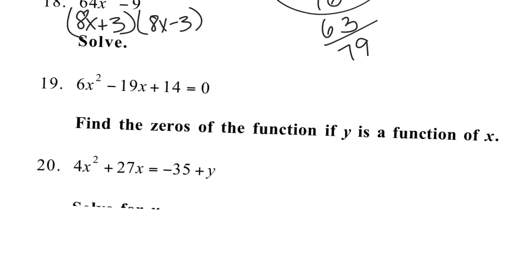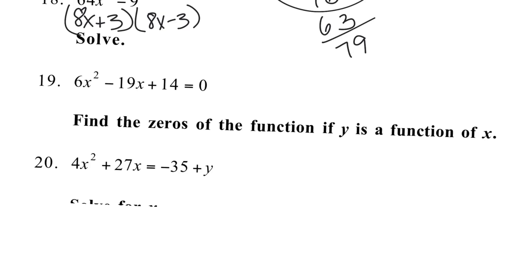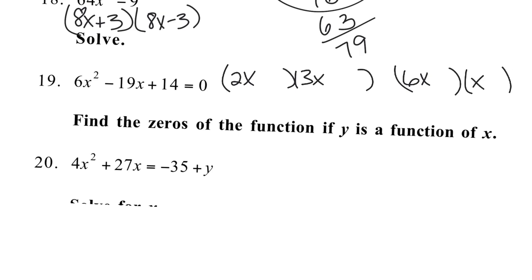And number 19, solve. Again, we're going to have to use our guess and check. So 2x and 3x, or 6x and 1x. Those are the ways that we're going to get 6x squared, and 14 is 7 and 2, or 14 and 1. So let's try 7 and 2. We get 4x and 21x. I needed to add to negative 19, so 21 minus 4 is not going to give us 19.